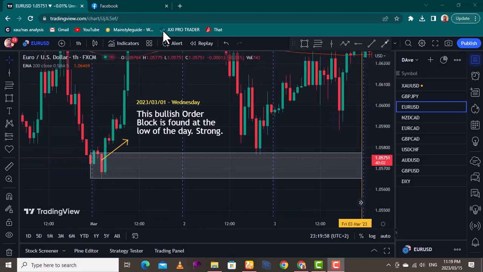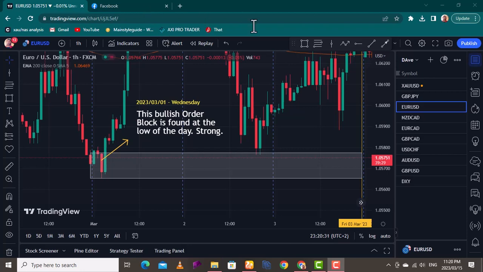Point number 2, where it happens. Where does the order block form? Okay, where an order block forms is also important. Order blocks near daily highs and daily lows are very strong, especially in a trending market, because they tend to be in a zone of supply and demand.